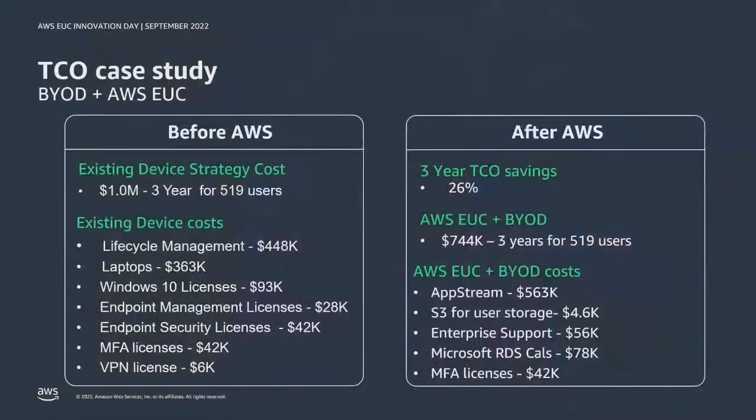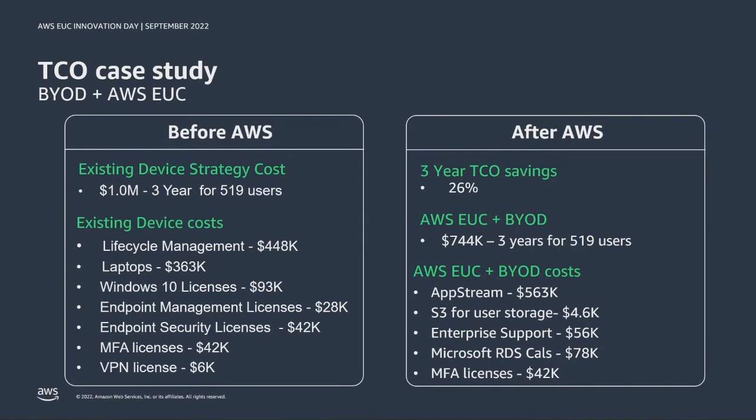And so based on this retail customer's background, this is what the costs look like between the existing device strategy and the new BYOD device strategy, combined with AWS EUC services. Starting on the left side of the slide, we see that the cost of the existing physical device strategy for 519 users is about $1 million over 3 years.